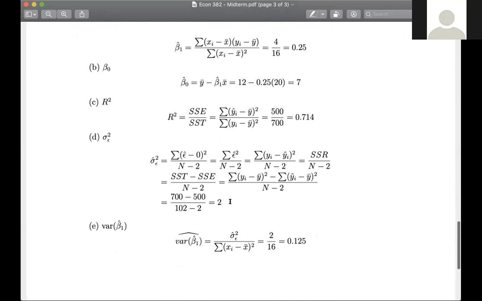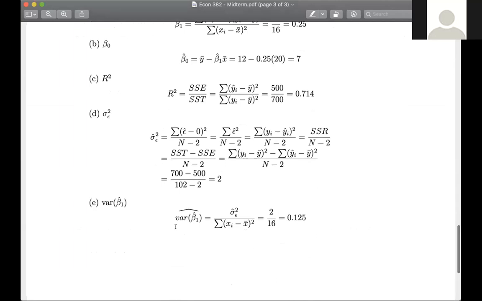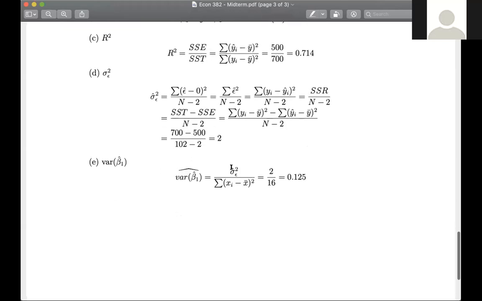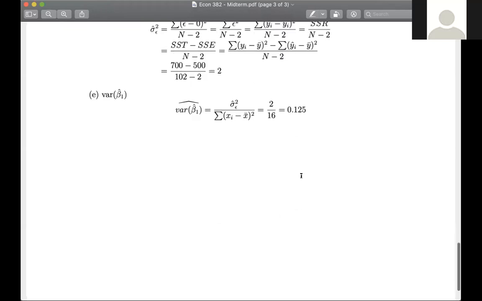And so yeah, it's just 2. And the last one is the variance hat of beta 1. It's not just the variance, because we don't know sigma square epsilon. So that's why we have to use sigma epsilon hat. So that's why it is variance hat of beta hat 1. It's just sigma square hat of epsilon over the sum of xi minus x bar square. And that's 2 over 16, 0.25. That's it.